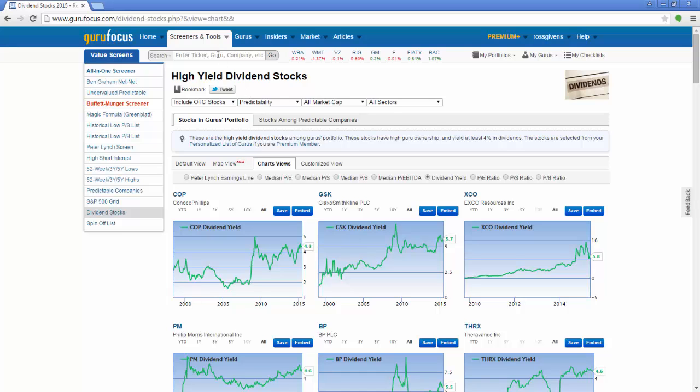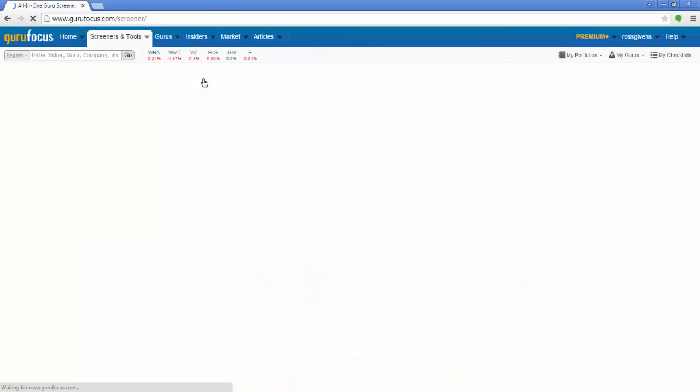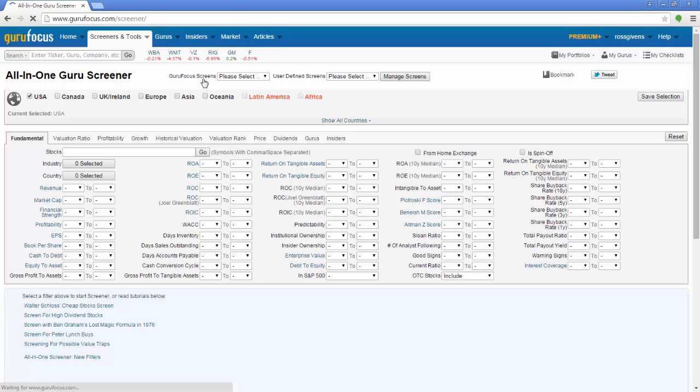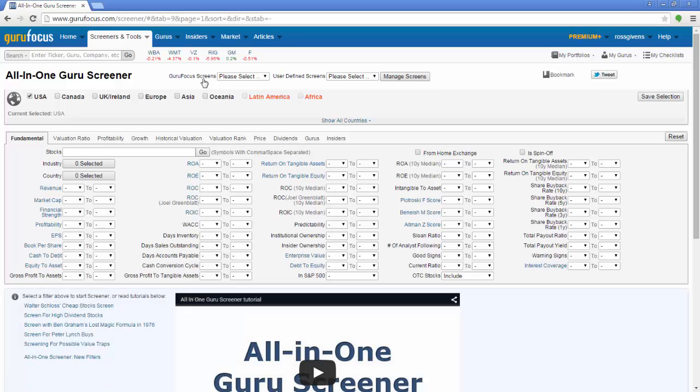Now, that's the dividend stock list. The second way, probably the best, is this all-in-one screener. It's a phenomenal screener. If you haven't used it, you could spend days in this thing. It is by far the most powerful and most capable fundamental data stock screener available anywhere, and all members have access to it. There's several tabs up here at the top, if you can see these.